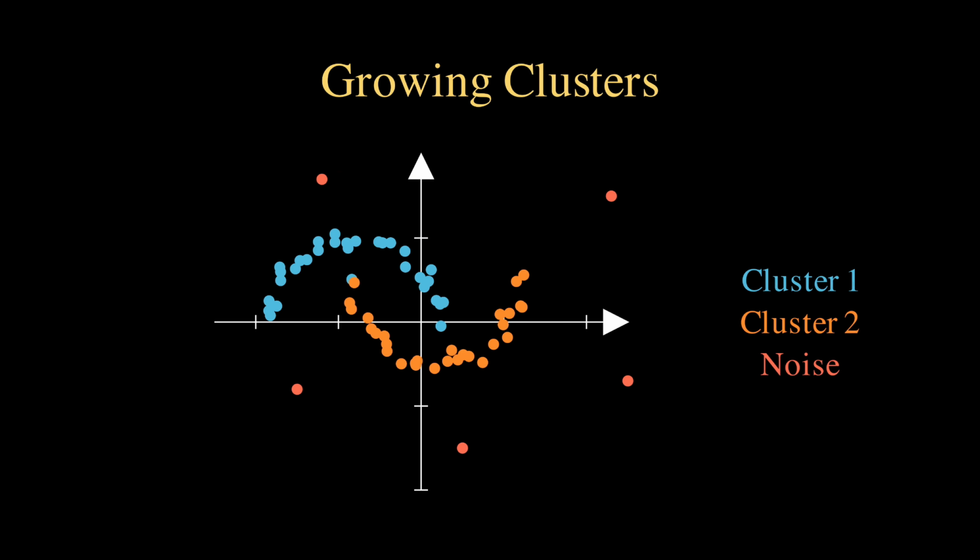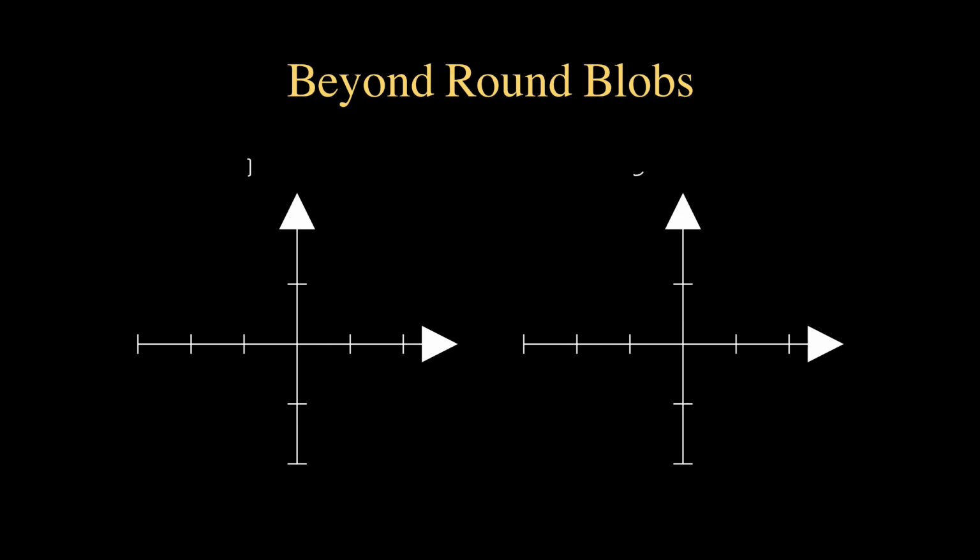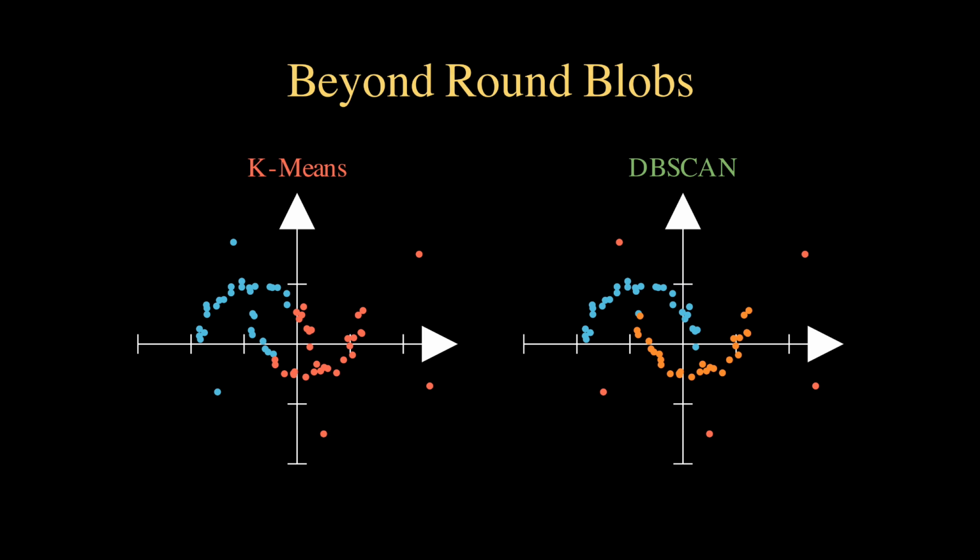No need to specify the number of clusters. The structure emerges from density alone. And this is why DBSCAN matters. Where K-means forces round boundaries, DBSCAN follows the data's natural shape. It finds clusters of any form, handles noise gracefully, and never asks you to guess how many clusters there are.